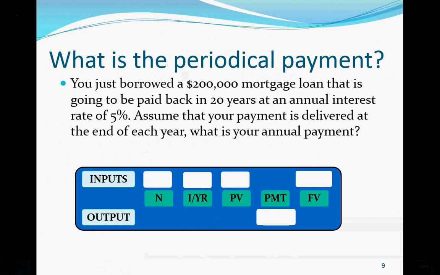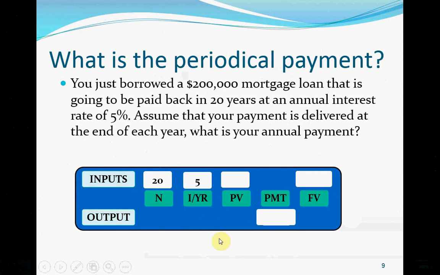So if you read this question, you just borrowed a $200,000 mortgage loan that is going to be paid back in 20 years with a 5% interest. And the payment is going to be made at the end of each year. What is your annual payment? You can tell clearly this question is to ask yourself for payment with all the other 4 factors known. So you have 20 years, and interest is 5%.